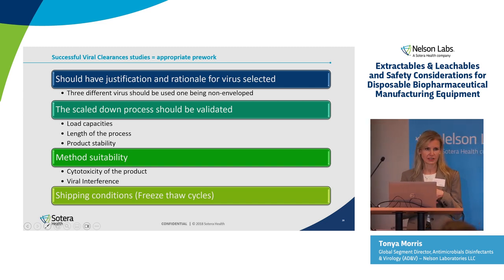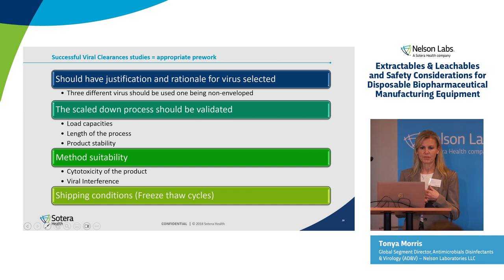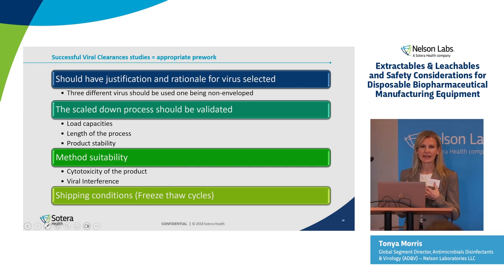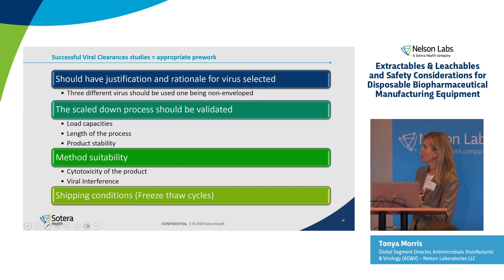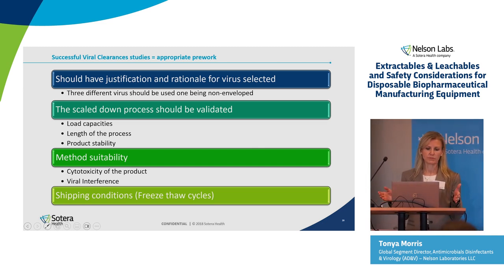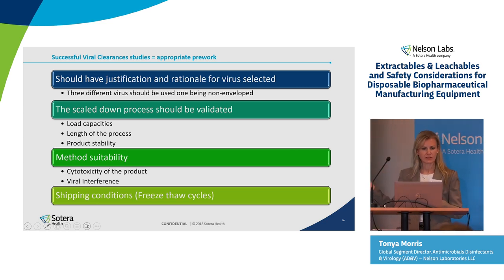I can't tell you how many filter studies I've had where we max out the filter and then it clogs and we have to start all over. So load capacities are important. The length of the process is important. And then, of course, the product stability. If we've got a process where our product is denaturing or falling out of solution, we have an issue. So we want to make sure we have this determined prior to actually starting the viral clearance study.